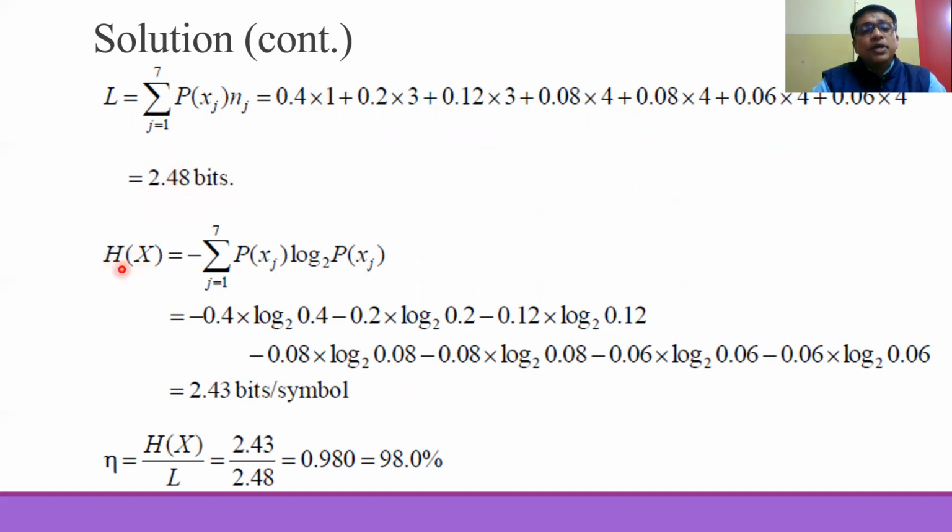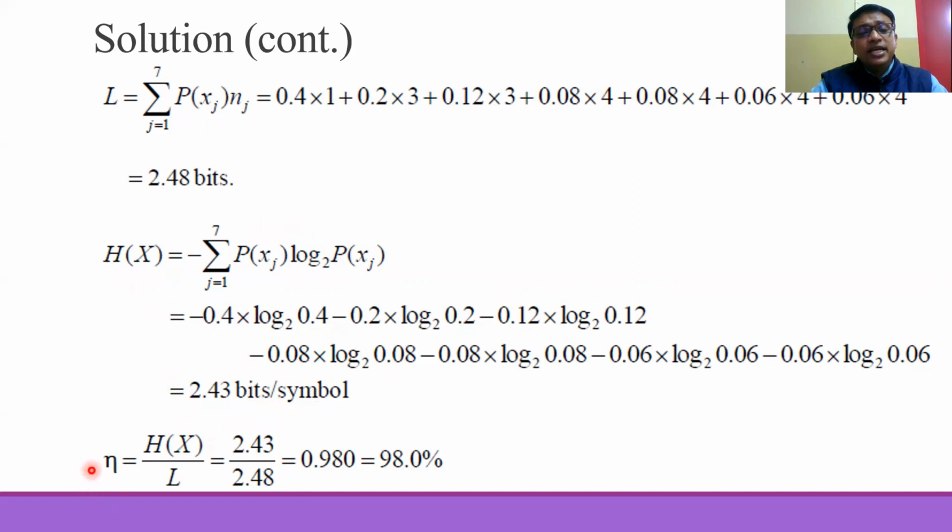And what is the entropy? We also know the formula for that. That is the probability multiplied by the log of the probability, which gives the entropy. And this entropy is 2.43 bits per symbol.